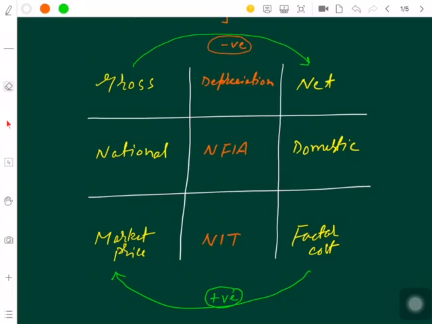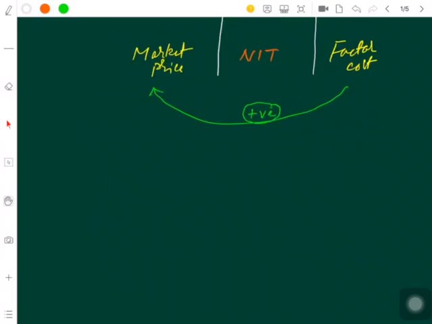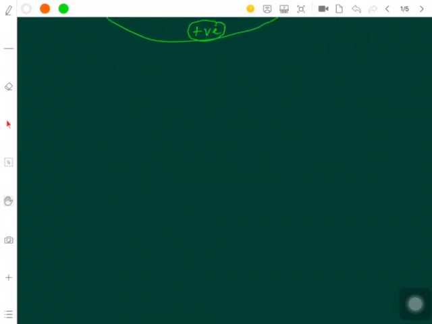We may begin with it by defining gross domestic product. Only gross domestic product first, because if we are able to understand one, we'll be able to understand every other aggregate as well. So let me take up what gross domestic product is.